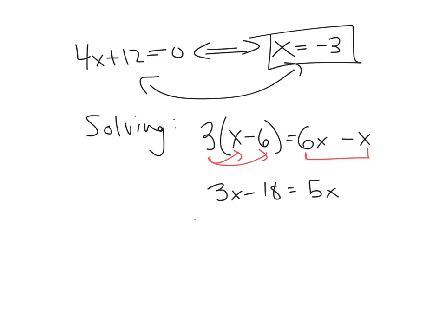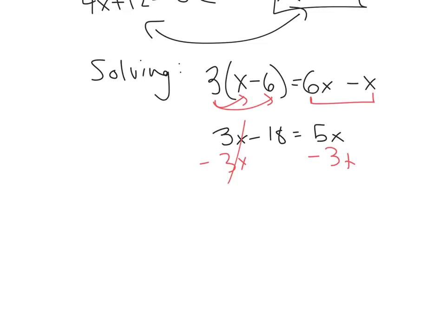Here, we can subtract the 3x from both sides to cancel it out. This leaves us with negative 18 is equal to 2x. The next thing we can do is multiply or divide by the same non-zero term on both sides. So here, if we divide by 2 on both sides of the equation, we can cancel that 2, leaving us with x is equal to negative 9.